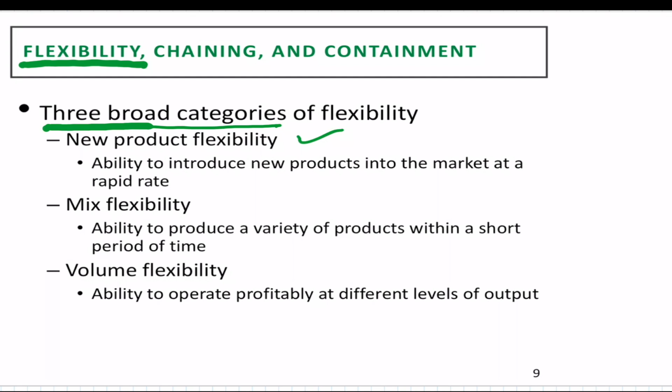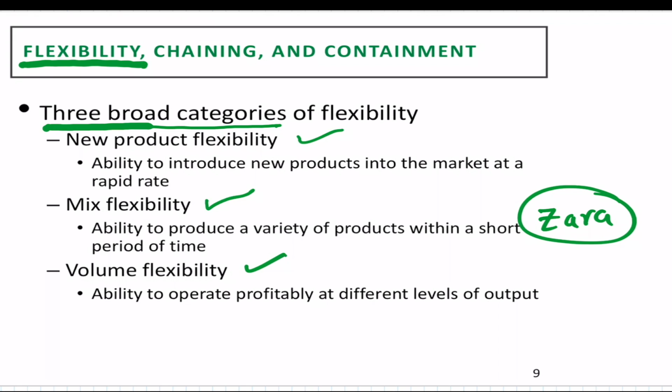The second broad category is mix flexibility, which is the ability to produce a wide variety of products within a short period of time. So companies use modular design and common components to achieve such flexibility. One good example is Zara. They are able to provide trendy clothing with highly unpredictable demand. And the third category is volume flexibility, which is the ability to operate profitably at different levels of output.